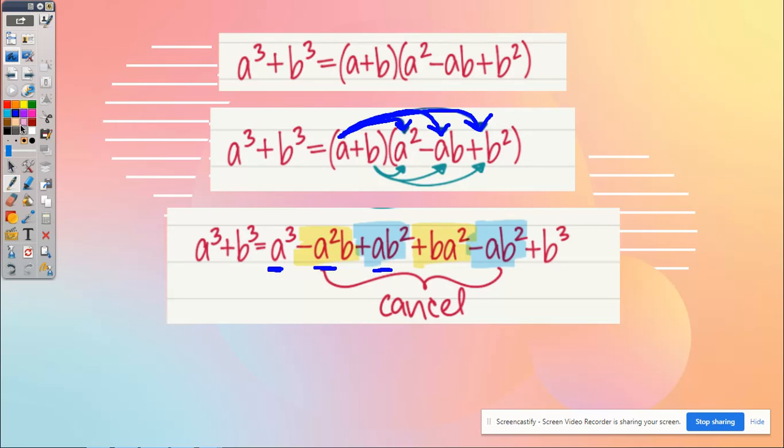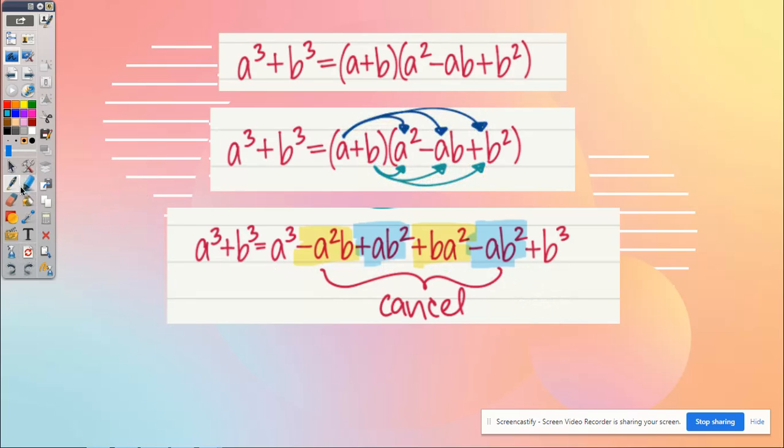In this case, you just have to make sure you're not confusing yourself with how many B's and A's you have. Now we have positive B times A squared is positive BA squared. B times negative AB is negative AB squared. And then B times B squared is positive B cubed, because there were three B's in that one.